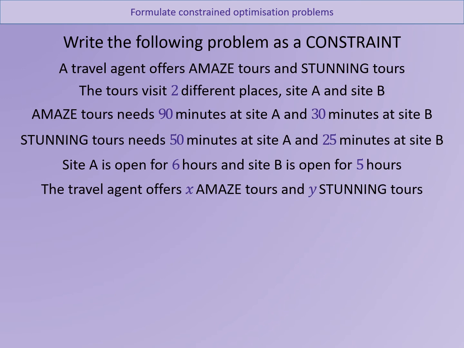We now have a similar problem involving a travel agent offering two types of tours, amaze and stunning, and the two tours visit two different locations, Site A and Site B. The amount of time taken at each site is given below, so the amaze tours need 90 minutes at Site A and 30 minutes at Site B, while the stunning tours need 50 minutes at Site A and 25 minutes at Site B. Site A is open for 6 hours a day and Site B is open for 5 hours. So in order to write this as a constraint again, we're going to put the information into a table.